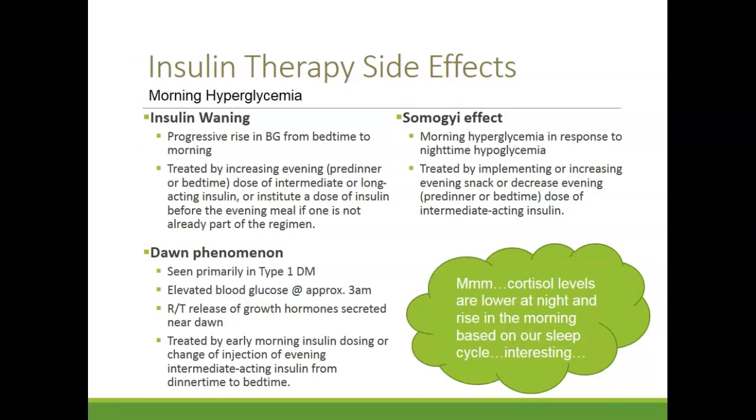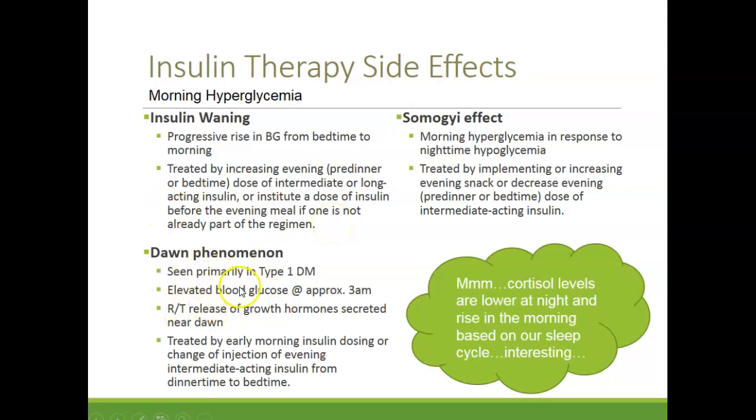So some issues that some patients might run into is morning hyperglycemia. And there's 3 different types that you may hear. Insulin waning. This is going to be a progressive rise in blood glucose from bedtime to morning. Treated by increasing the evening, either pre-dinner or bedtime dose of intermediate or long-acting insulin, or institute a dose of insulin before the evening meal if one is not already part of the regimen.